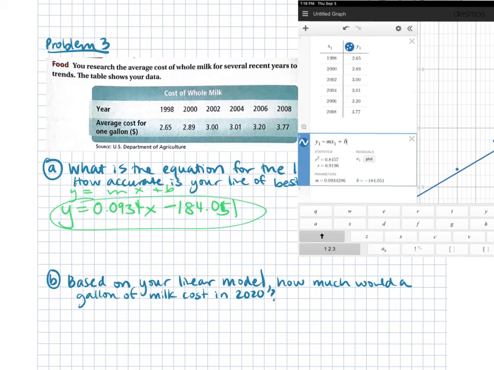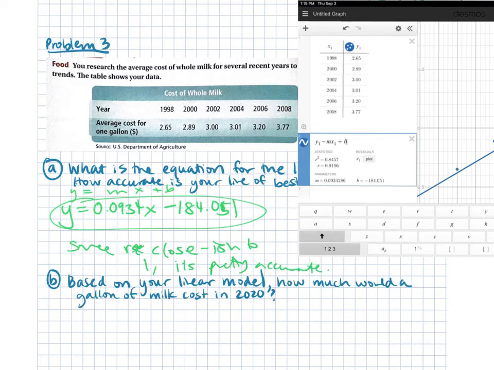And how accurate is your line of best fit? So the accuracy of your line of best fit is going to be this number here, this R. And since this R is really close to 1, that means it's pretty accurate. So the closer it is to 1, the better. This is 0.91, that's pretty close. So I would say it's pretty accurate. So since R is close-ish to 1, it's pretty accurate.